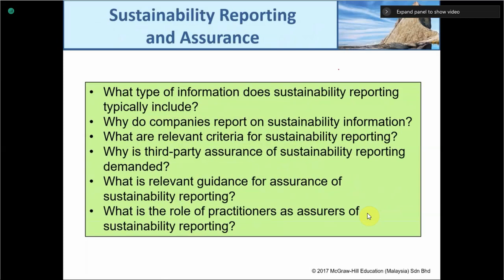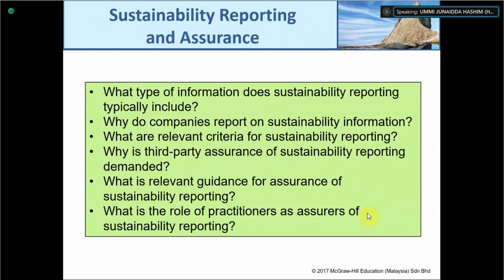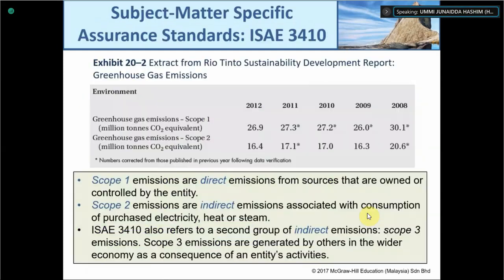Okay, so to revise your understanding, you can look at all these questions. So this is another example of a sustainability report. Actually a sustainability report, but this one is on greenhouse gas emissions, scope 1 and scope 2.